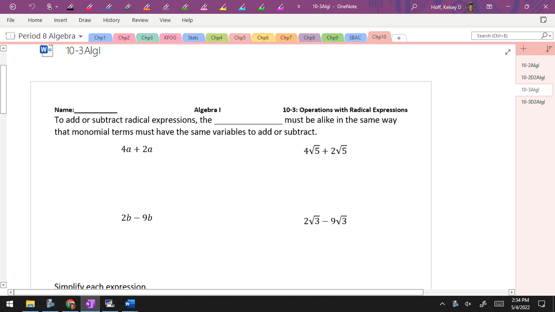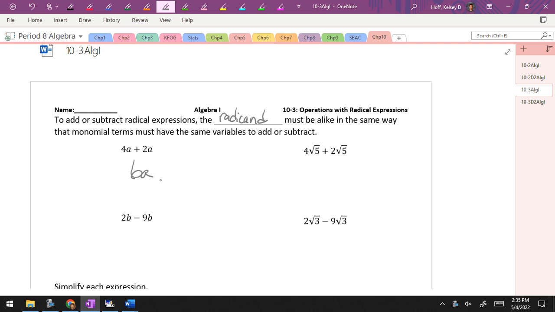Operations here. To add or subtract radical expressions, the radicand, remind me what a radicand is? The number underneath the square root, good job, must be alike, just like monomial terms. And I used these as examples yesterday, and you guys grasped it a little bit better. You guys know off the top of your head, 4a plus 2a would be 6a. They both have an a, so I get to combine those coefficients just like they tell us to.